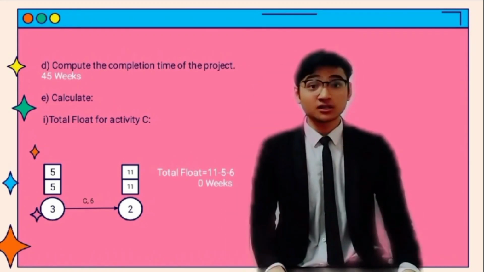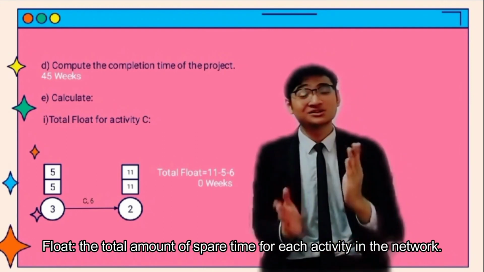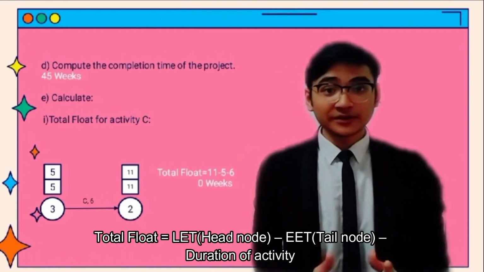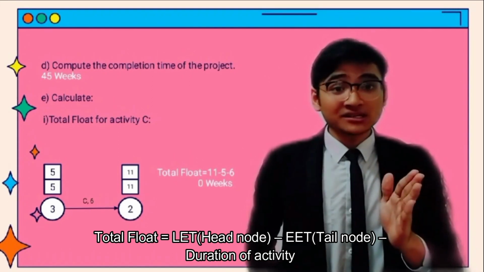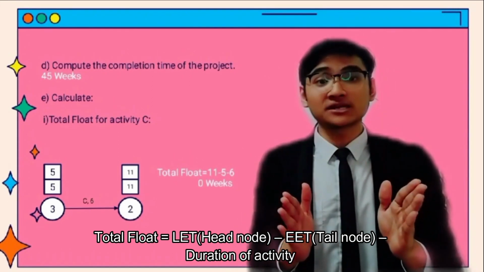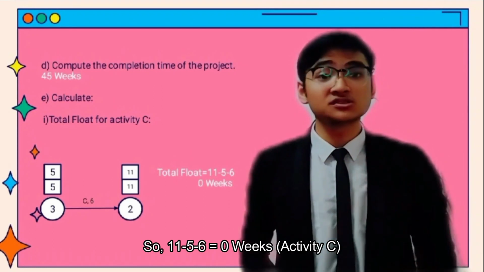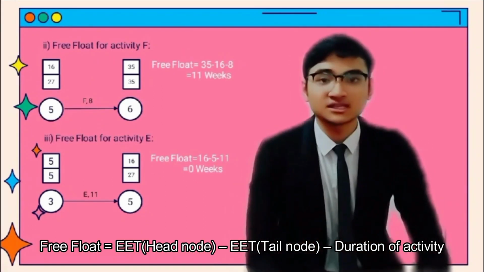Alright, question E, calculate float. So what is float? Float is the total amount of spare time for each activity in the network. For total float, LET of the head node minus EET of the tail node and minus the duration of the activity. So 11 minus 5 minus 6 equals 0 weeks. That's all. Next one, free float for activity F.